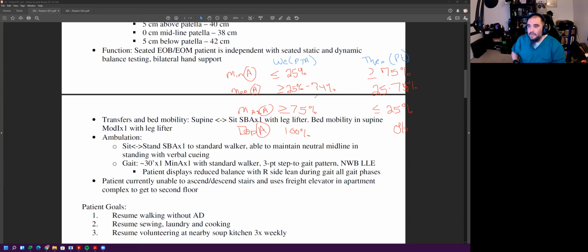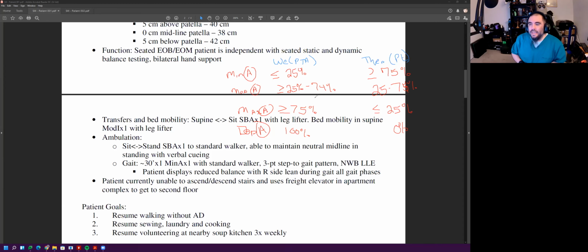First of all, good. Well, I was going to say min, so it could give us more area for progression. Okay, it shows that they're progressing more, right? The main thing I would say there is look at what your previous note said and go with that. So if last time they were a mod assist, stick with the same, right?